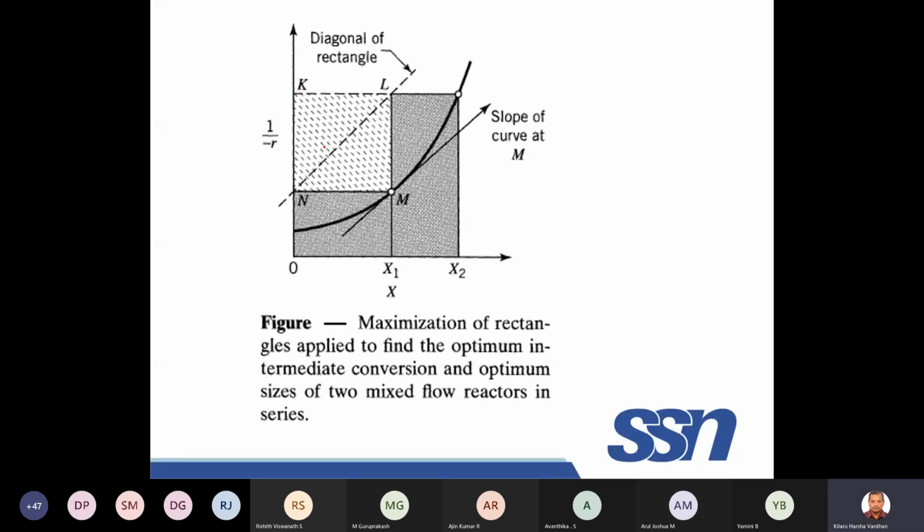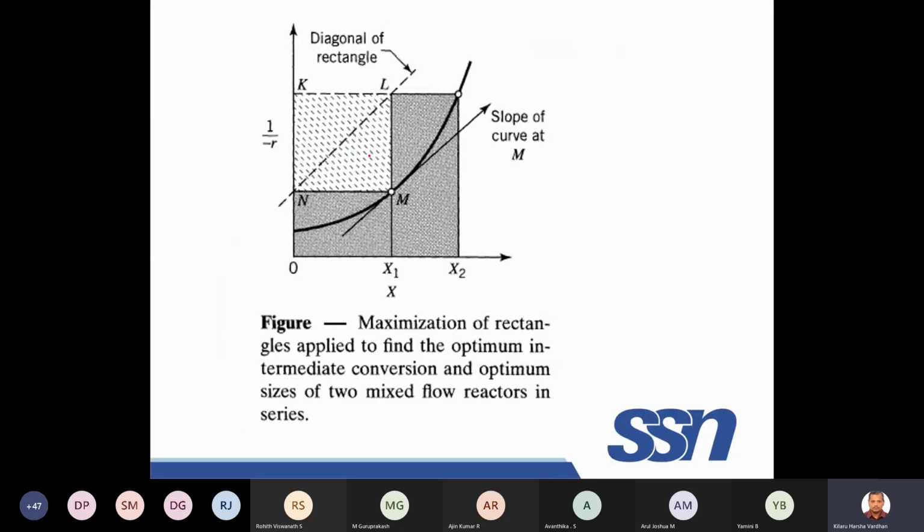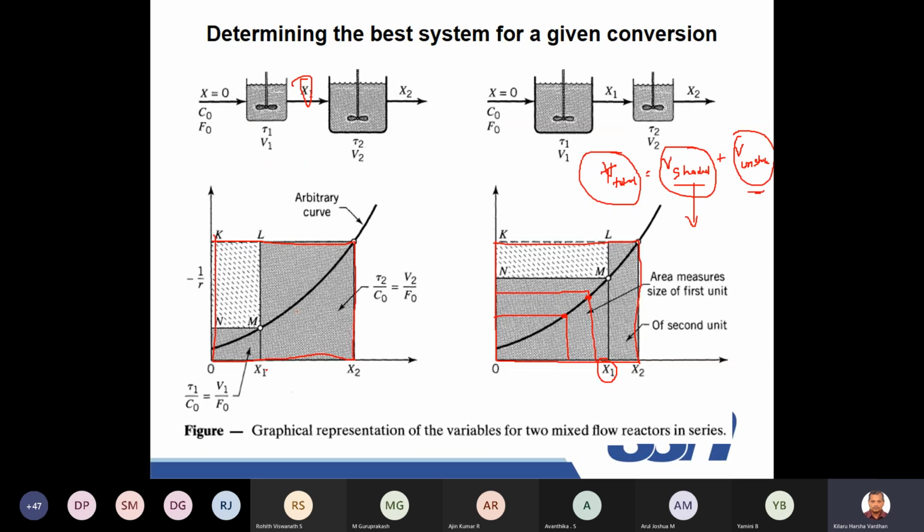When this rectangle becomes a square, almost a square, then you have the maximum area. So with this, you try to find your x1 in such a way that you are placing this x1 here, so that you have this square, or this rectangle, as large as possible. So you find out where it is, project it down, and find the conversion of this.